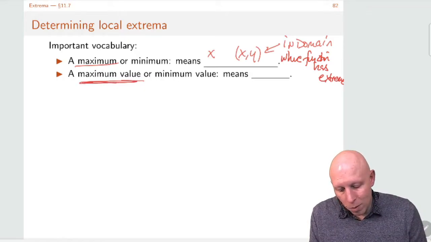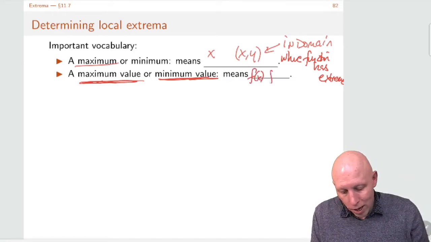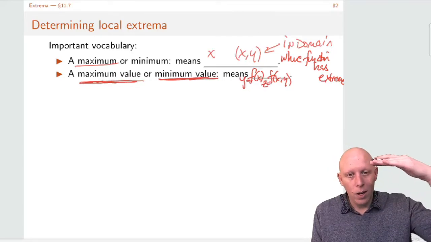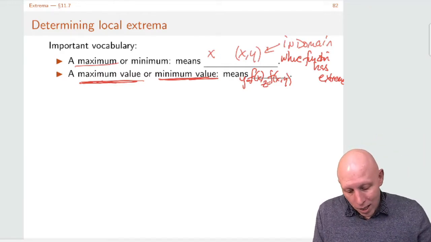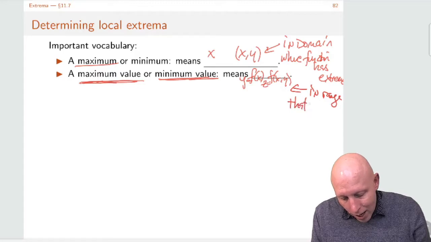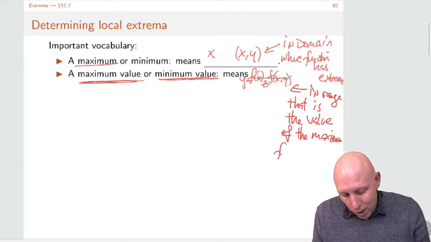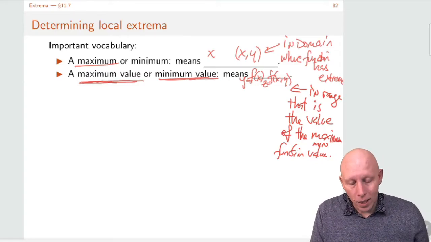Whereas, on the other hand, when we're talking about maximum value or minimum value, that's referring to the function value. That's referring to the f of x or the f of x y. So this is y is equal to f of x or z is equal to f of x y. That's the value, the high value, either locally or globally. So this is the point in the range that is the value of the maximum function value or the minimum function value.